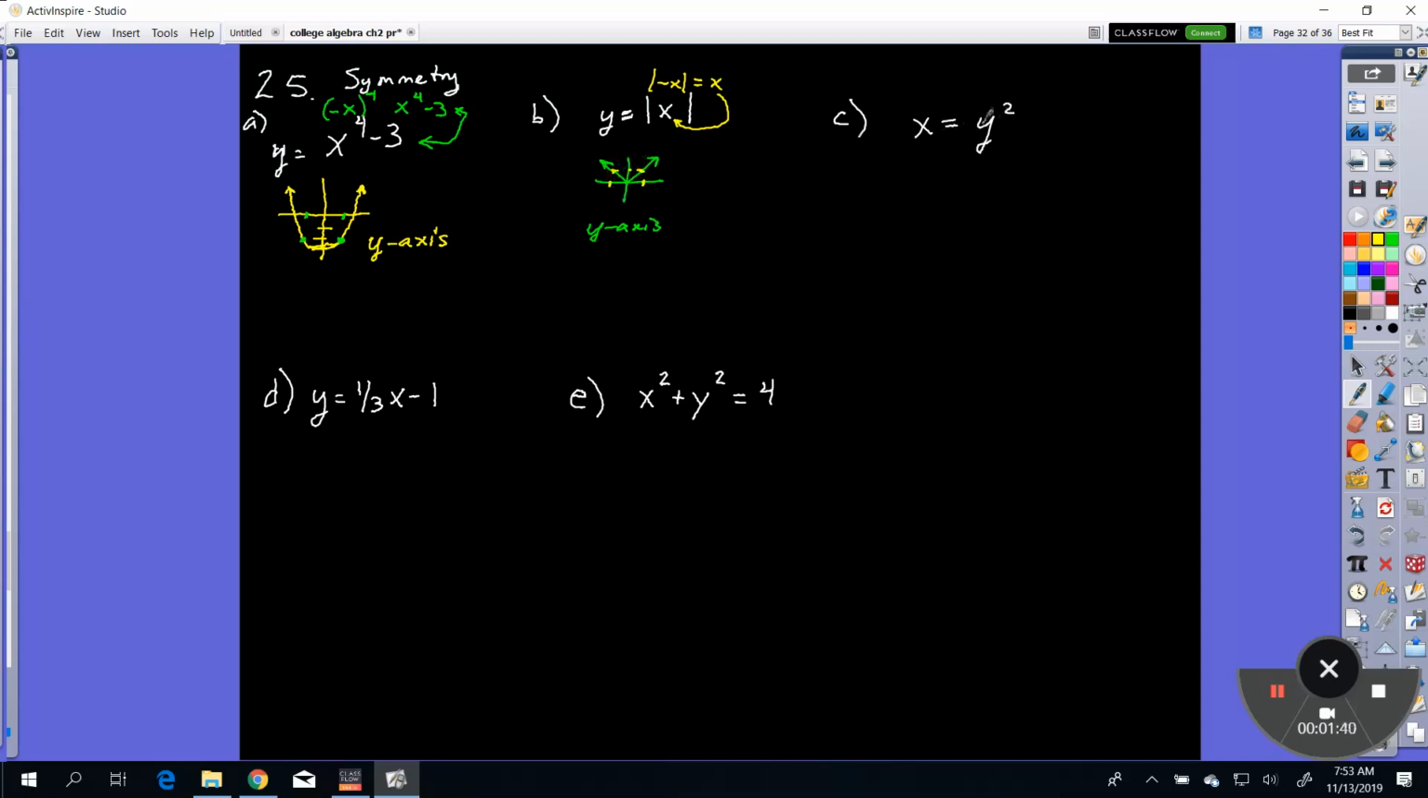So on this one, x equals y squared. So this is no longer y equals x squared. This is x equals y squared. So this is a parabola that opens on its side, which means this is x-axis symmetry.